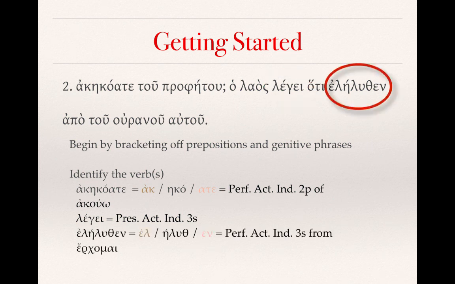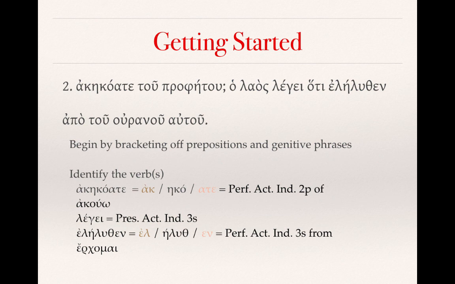And then finally we have eleluthen, which is one of your vocabulary words for this lesson. But again, I've tried to show you some of the markers that indicate what tense it is and what its person and number are. And so you see L at the beginning is an example of some reduplication. I know it seems a little strange. It's one of those very strange instances of reduplication. And then the N ending there is an indication of the third singular ending. So we would parse this as perfect active indicative third singular from erchomai.